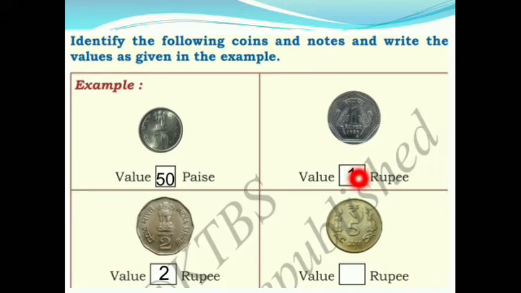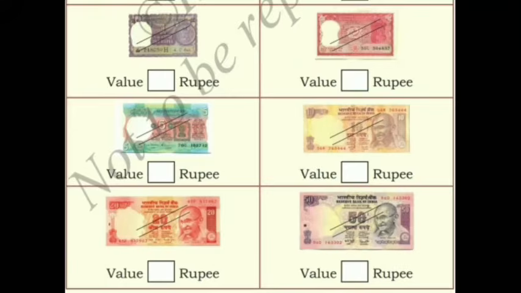Next we have this coin. How many rupees coin is this? Yes, this is a 5 rupee coin. So this value is 5 rupee. Now we have this note. Which note is this? Yes, it is a 1 rupee note. So the value of this note is 1 rupee. Next we have this note. Which note is this? Yes, it is a 2 rupee note. So this value is 2 rupee.